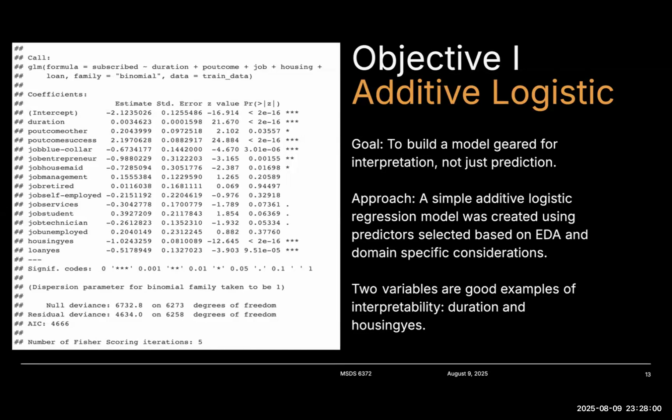And in the R results here from our output, you can see what we got. So we want to interpret these coefficients to really understand their practical impact. We'll look at two predictors, duration and housing yes, which means that they have a housing loan. For duration, the coefficient is 0.00346. To interpret this, we exponentiate it to get the odds ratio. That's about 1.0035. That means that for each additional second of call duration, the odds of a customer subscribing increase by 0.35%, holding all the other factors constant.